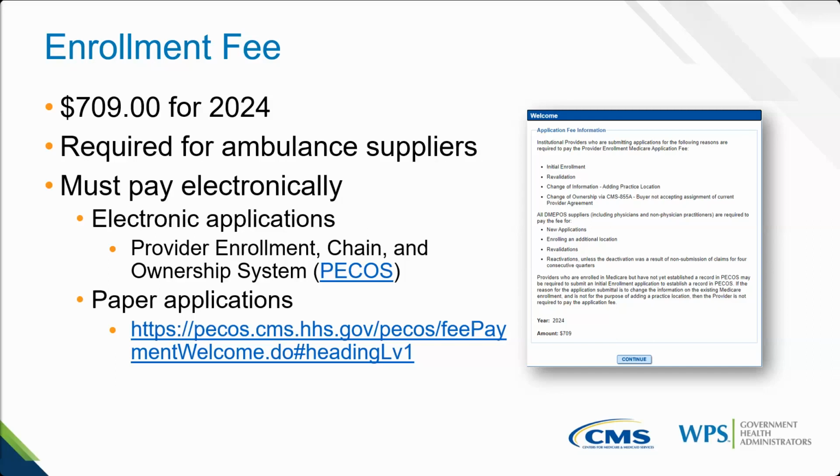revalidations, which is a process of revalidating all information on the enrollment file every 5 years. That does require an enrollment fee. And changes. Now, with changes, it is very specific to one type of change. An enrollment fee is required for ambulance suppliers when they are adding a new practice location that is going to increase the number of practice locations on file. So if they had 5 dispatch and vehicle garage locations and they're now going to add a 6th, that is a scenario that would require an enrollment fee.